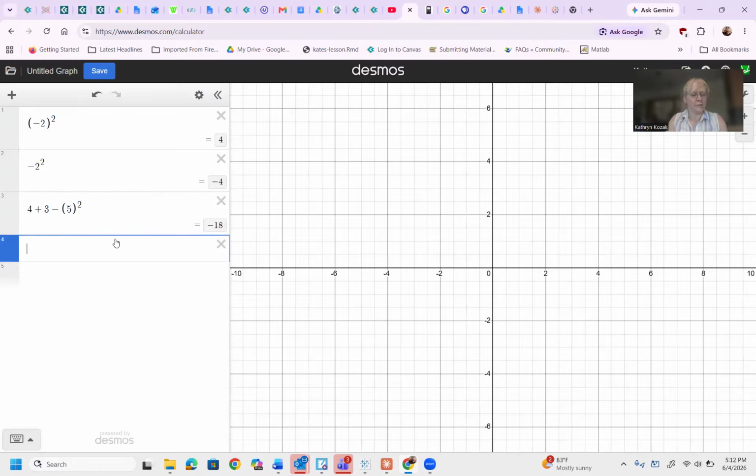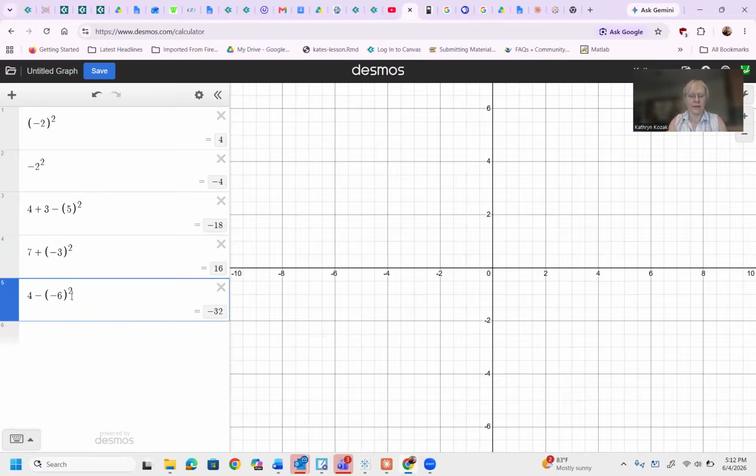The next one we're going to do is 7 plus negative 3 squared. So I need negative 3 with parentheses around it and then square. That gives me positive 16. And the next one we're going to do is 4 minus negative 6 squared, and then minus 3. And so you're going to see you get negative 35. I think I forgot the minus 8 in the top one, and then one before that to give me my positive 8.